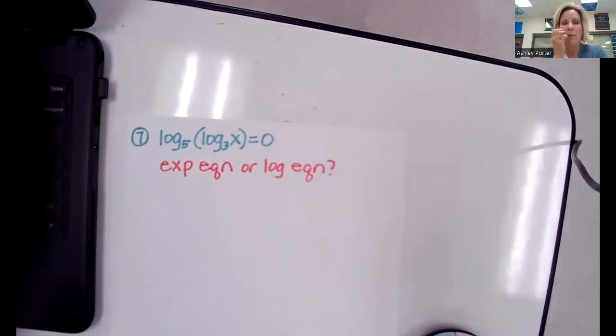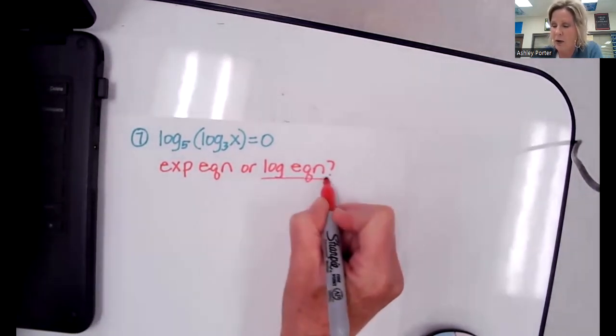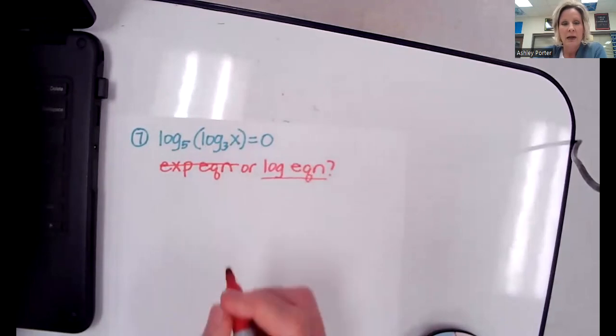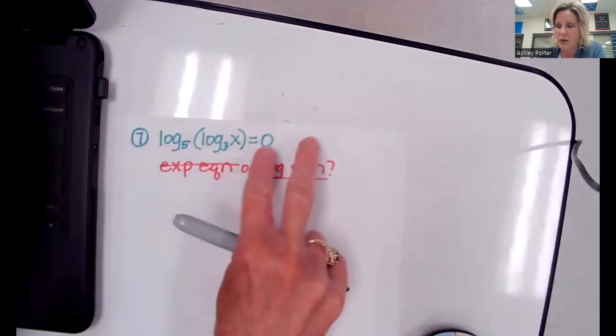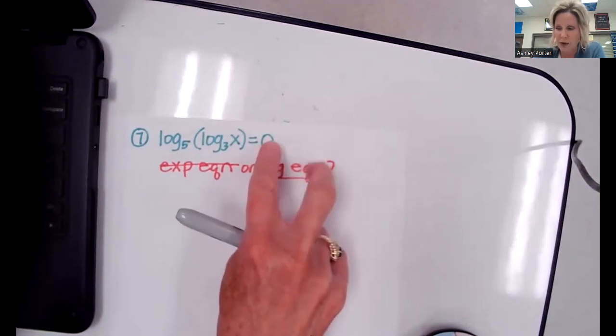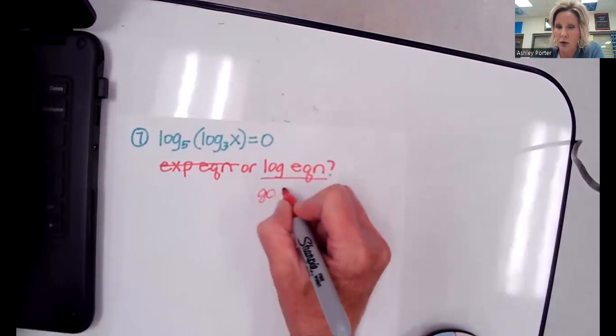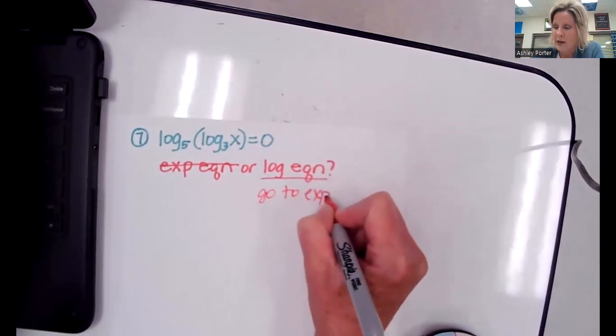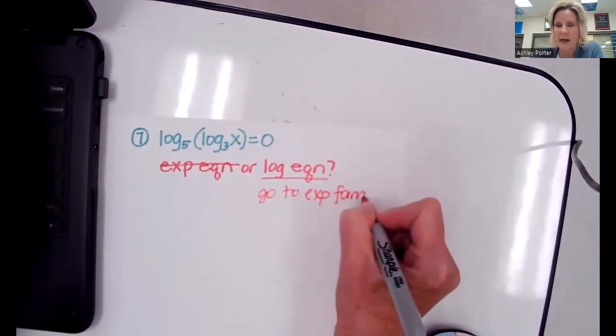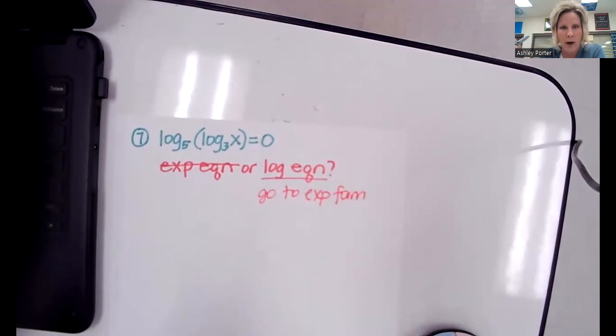Okay, log base 5 of log base 3 of x is 0. There's no doubt it's a log equation. Now, is it a log of this equals a log of that? No, because there's no log over here. So that means I've got to go to exponential form. I'm still flowing through the same series of ideas, I'm just not writing quite so much. If I need to go to exponential form, here's something that might help you.